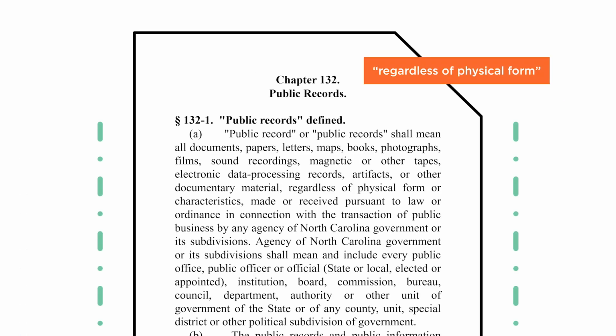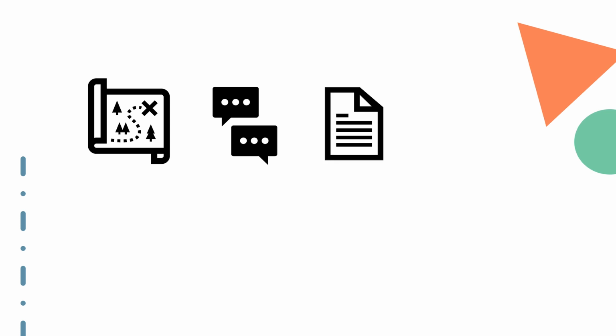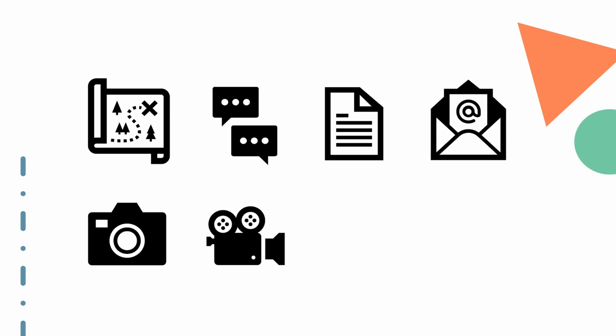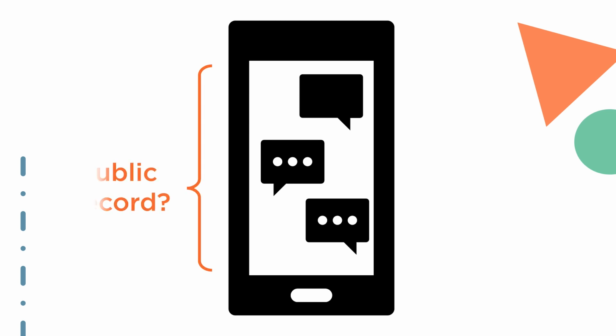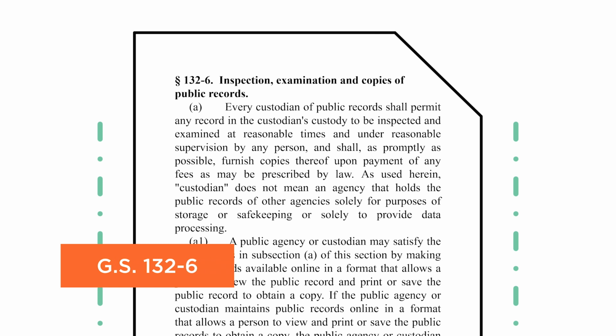North Carolina General Statute 132-1 defines a public record as any record, regardless of format, that is created in the transaction of government business. This means that public records can be maps, text messages, documents, emails, photographs, videos, audio recordings, letters, and so much more. The law makes no distinction between personal and private devices. So if you are conducting government business on your personal device, that is still a public record and still subject to public records request.